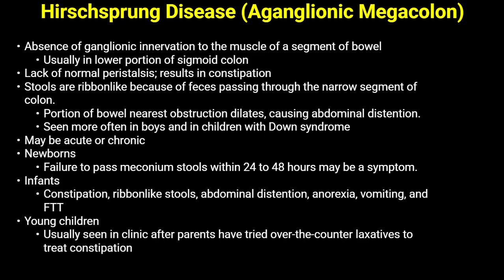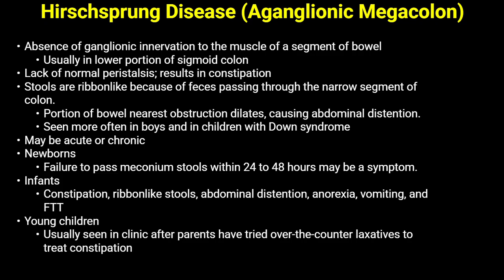Hirschsprung disease, also called aganglionic megacolon, is a congenital disorder in which ganglion cells are absent from a portion of the large intestine, most commonly the sigmoid colon. Without these nerve cells, the affected bowel cannot relax or produce normal peristalsis, creating a functional intestinal obstruction. As stool accumulates behind the obstruction, the healthy portion of the bowel becomes dilated, leading to abdominal distension.